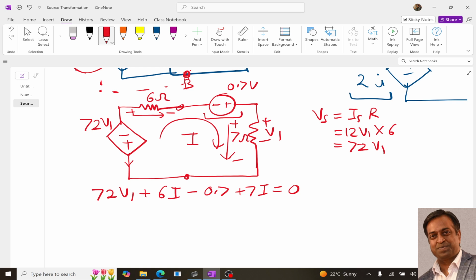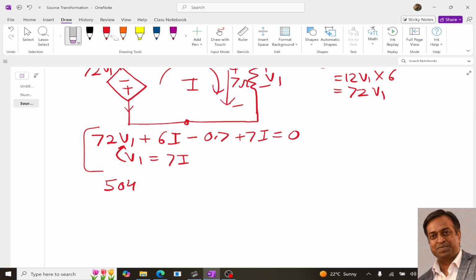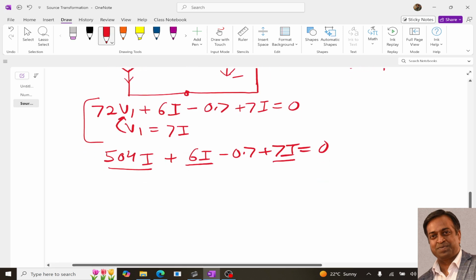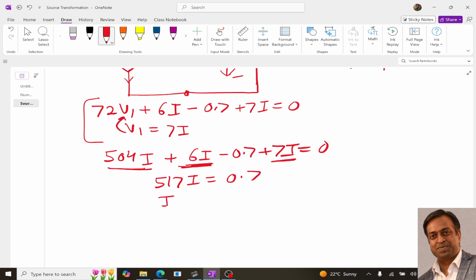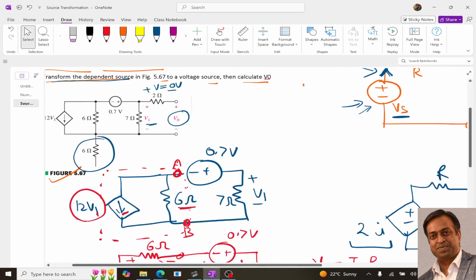And what is V1? V1 is 7 into I. Substituting the value of V1 in this equation, we get 504I plus 6I minus 0.7 plus 7I equals 0. So 504 plus 6 is 510, 510 plus 7 is 517. So 517I equals 0.7, and I we get as 0.7 divided by 517, which is 7 divided by 5170 ampere.